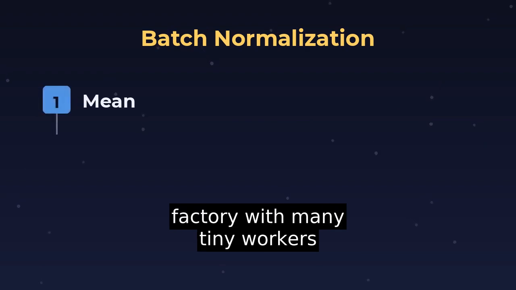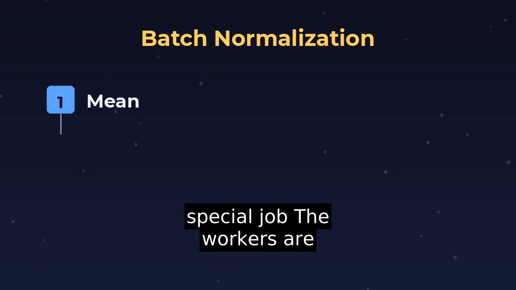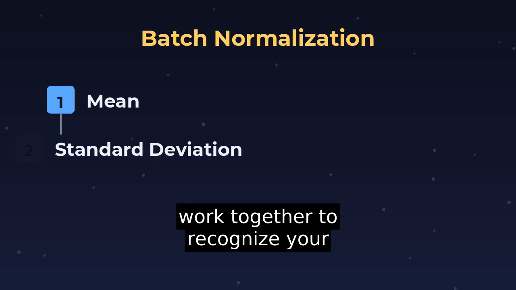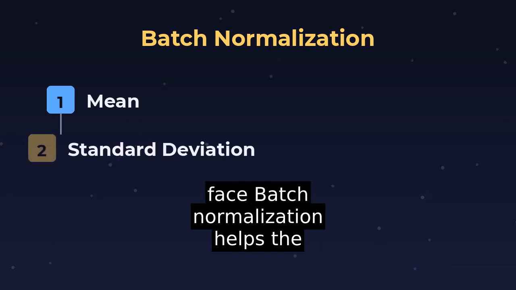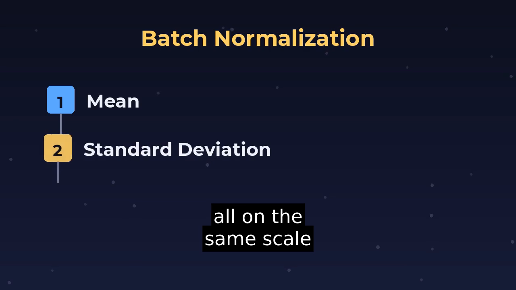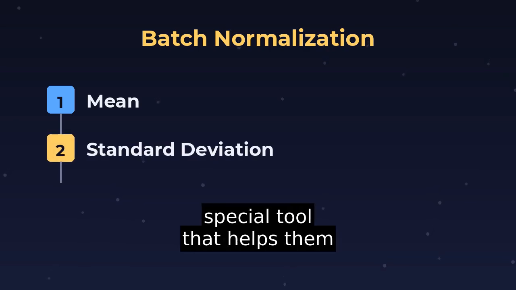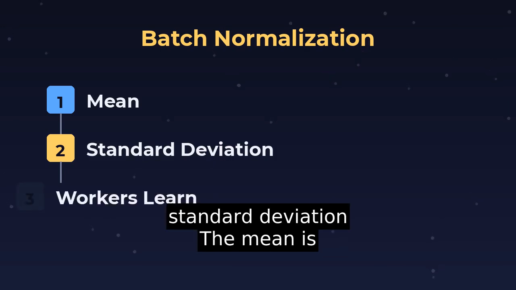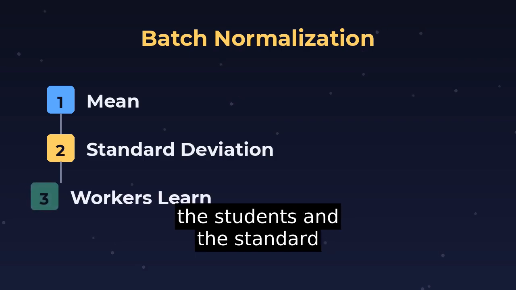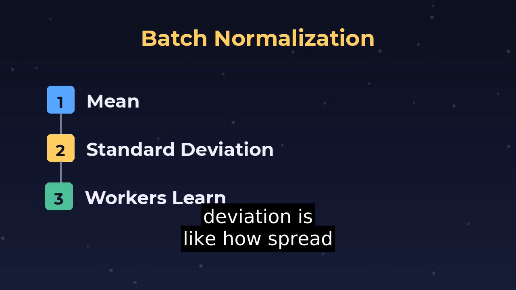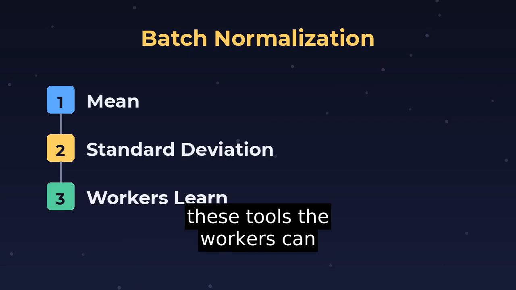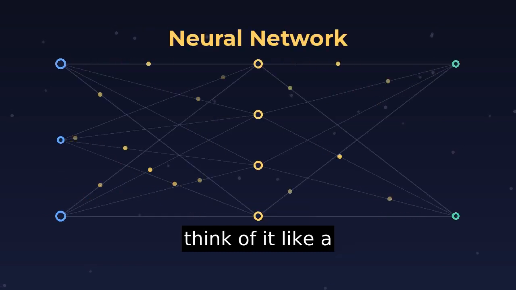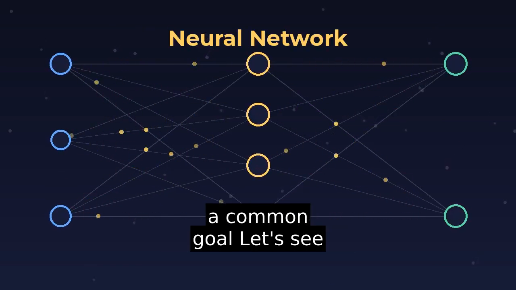Imagine you have a factory with many tiny workers, and each worker has a special job. The workers are like neurons in your phone's brain, and they need to work together to recognize your face. Batch normalization helps the workers by making sure they're all on the same scale. It's like giving them a special tool that helps them measure their work. The tool is called a mean and standard deviation. The mean is like the average height of the students, and the standard deviation is like how spread out they are. By using these tools, the workers can learn faster and recognize your face more accurately. You can think of it like a team working together to achieve a common goal.